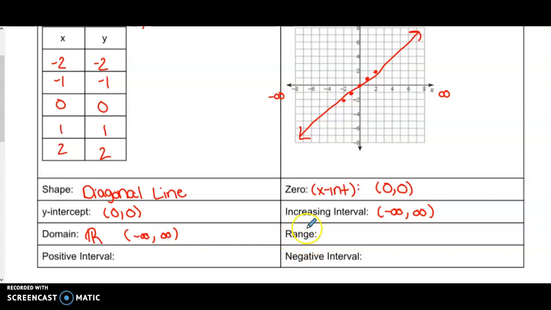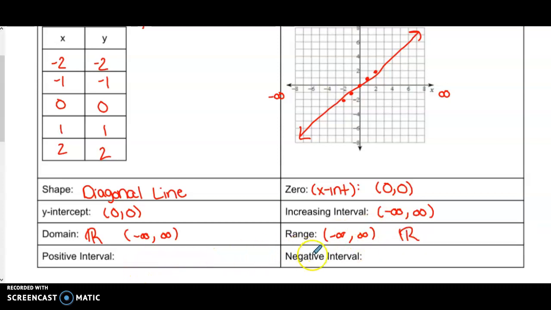Range is your y values. Remember the y-axis goes up and down. So if you look, you have an arrow pointing up and an arrow pointing down, which means that it goes up and down on both ends. So negative infinity to positive infinity, or all real numbers.